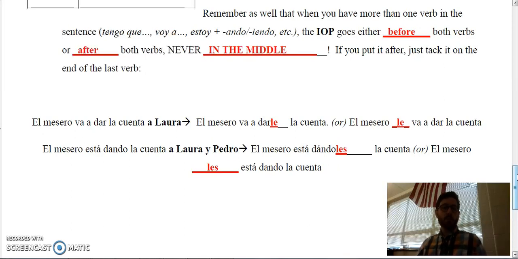Same deal with, for example, el mesero está dando la cuenta a Laura y Pedro. Laura y Pedro, or more than one person, replace them with les. El mesero les está dando la cuenta, the waiter is giving them the check. Or el mesero está dándoles la cuenta, which also means the waiter is giving them the check, just with the pronoun at the end.